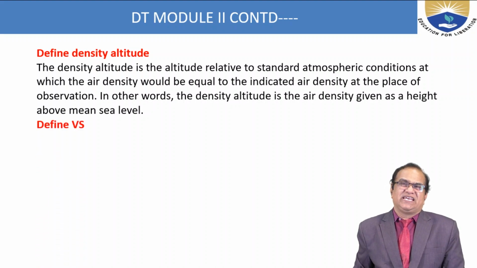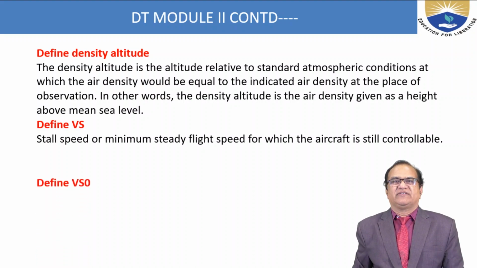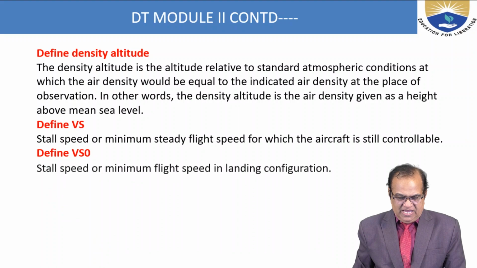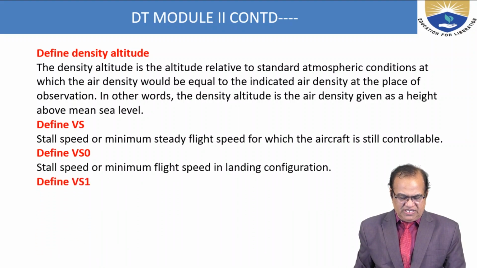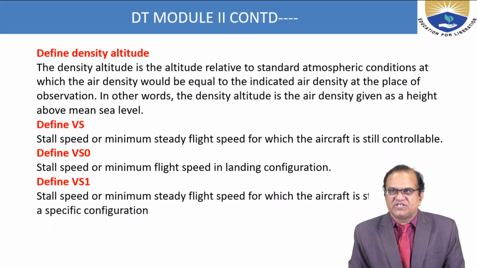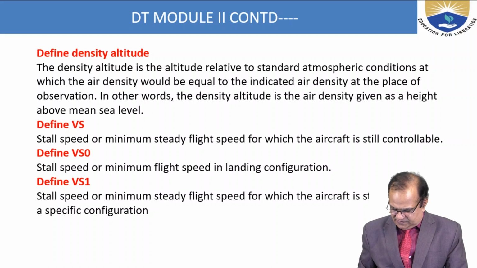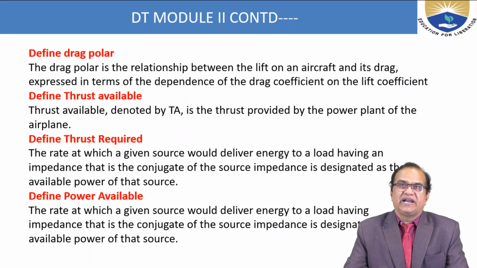Define the VS. It is the stall speed. Stall speed is the minimum steady flight speed at which the aircraft is still controllable. It is the minimum speed at which the aircraft can fly. VSO is the stall speed, or the minimum flight speed, in landing configuration. Stall speed is the minimum speed for a specific configuration.